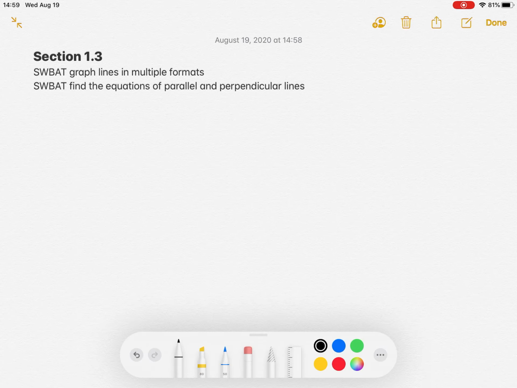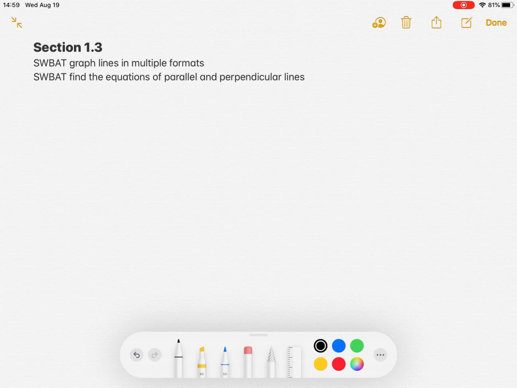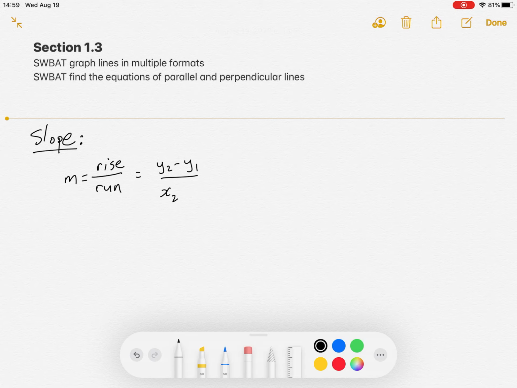So off we go. First of all, let's just talk about slope. Now you might remember slope is usually the letter m, and that stands for rise over run. Oftentimes we see this equation y2 minus y1 over x2 minus x1, or if you don't remember it, that's fine, delta y over delta x. Delta is kind of the science symbol that's used to represent change. So it's the change in y over the change in x.